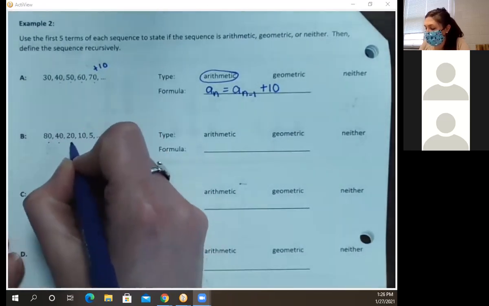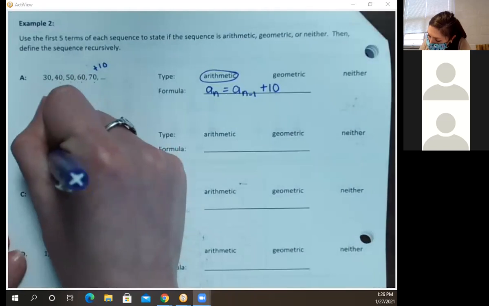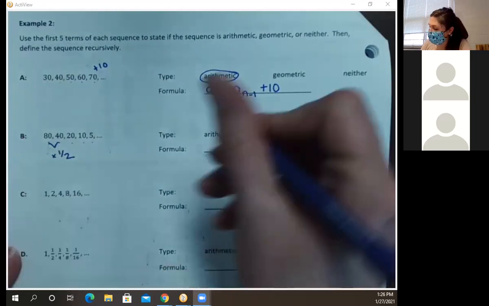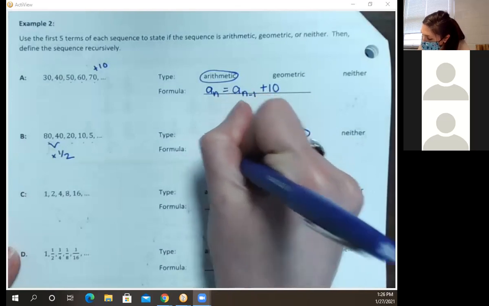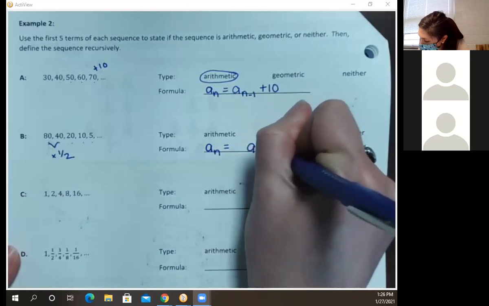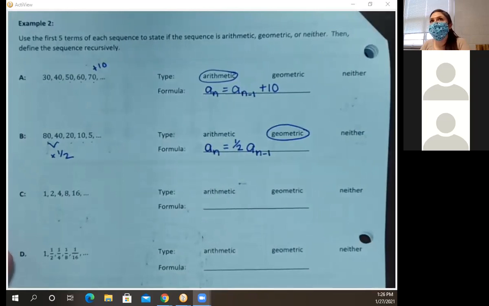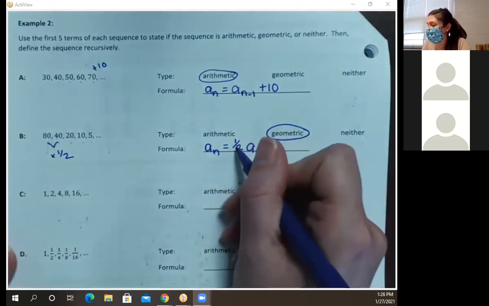80, 40, 20, 10, 5. What am I doing here? Multiplying by 1/2, very good. What type of sequence would this be? Geometric, very good. And so our recursive formula would look like a sub n equals a sub n minus 1 times 1/2. To get the next term, I take the last term and multiply it by 1/2.